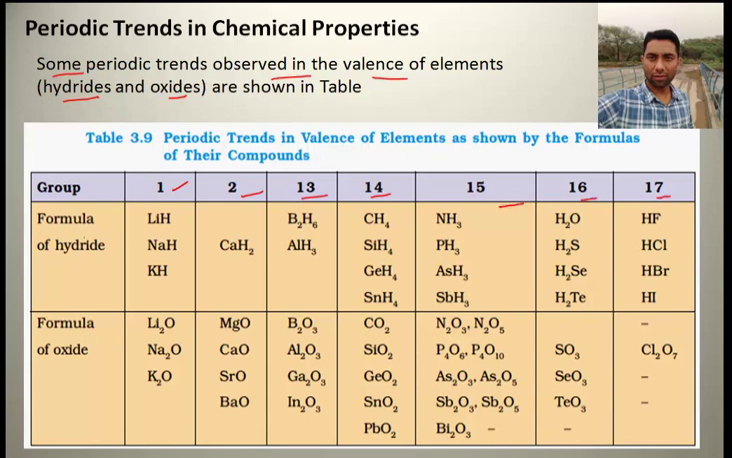Now the formula of hydride. For group 1, as you know, what do you mean by hydrides? Hydrides means binary compounds with hydrogen. Any element which combines with hydrogen to form a binary compound is called a hydride. In the same manner, what are oxides? Binary compounds of oxygen with any other element are called oxides, right? So hydrides, for group 1: lithium, sodium and potassium.